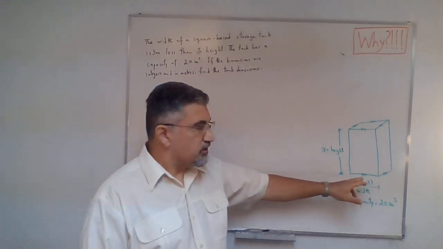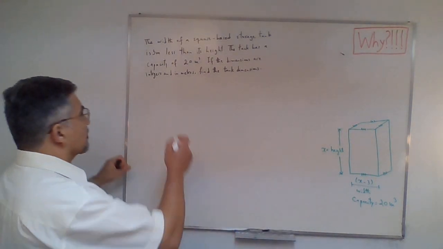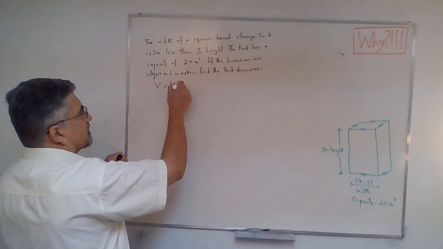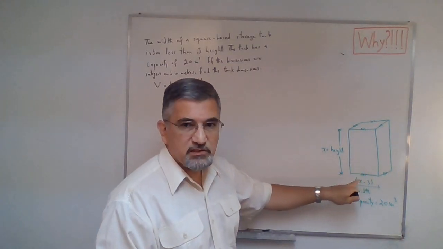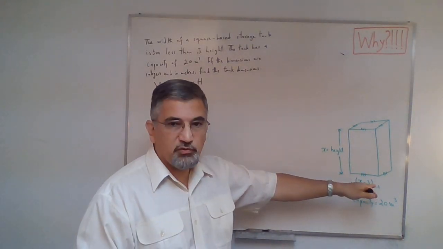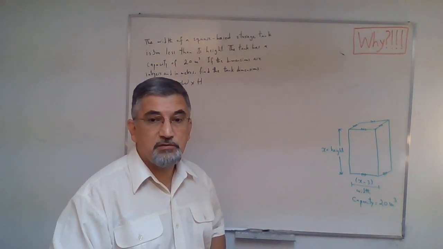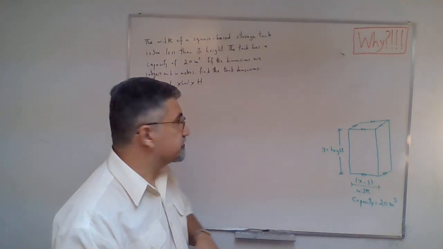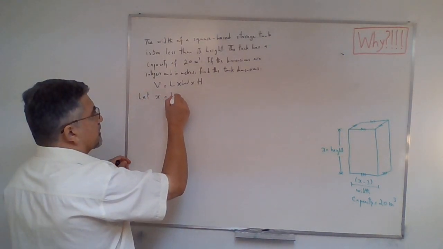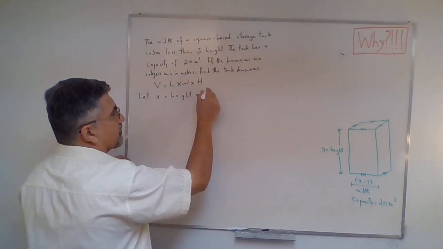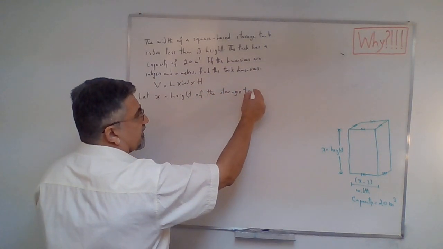We know that in a rectangular prism, the volume is length times width times height. Okay, so we're going to say the volume is length times width times height. But here, the base is a square, so the length and the width are both the same, and they are actually x minus 3 because they're supposed to be 3 meters less than the height, which I called x. So I'm going to say let x equal the height of the storage tank.